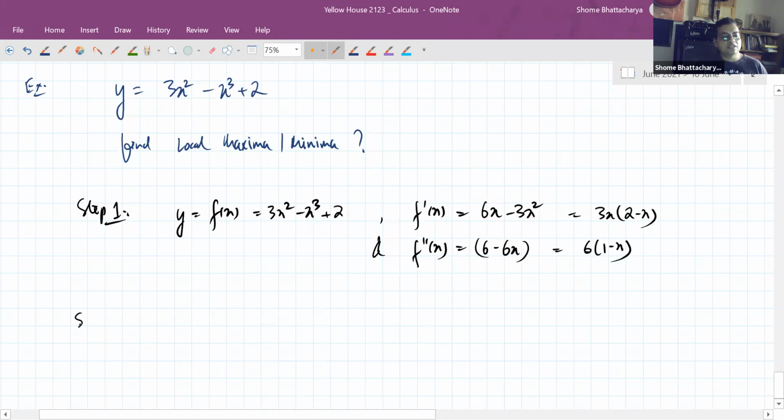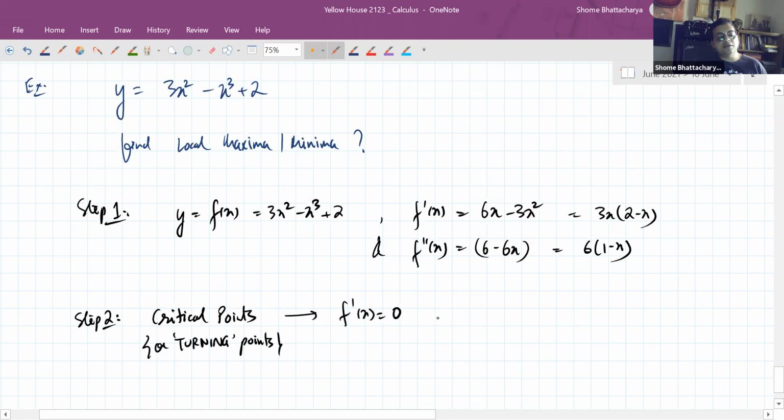Okay. Now, second step, critical points we want to find out. Sometimes critical points are also called turning points because the behavior of the function turns. So if you hear the term turning points, it means the same. So turning points are the roots of this equation, that f prime x is equal to 0. So in this case, we can see that we are getting two critical points.